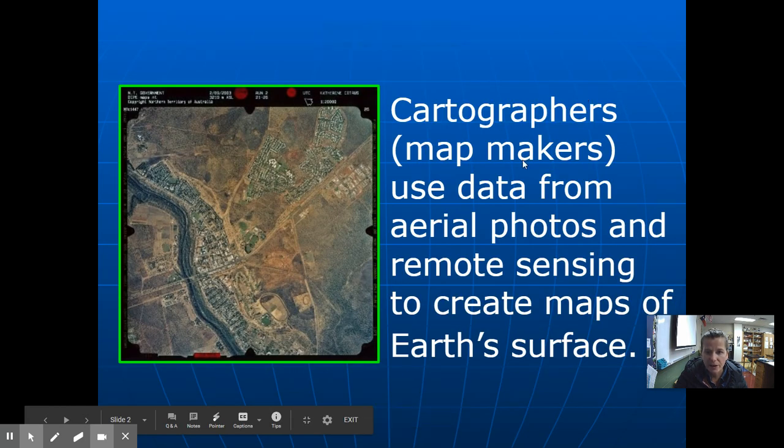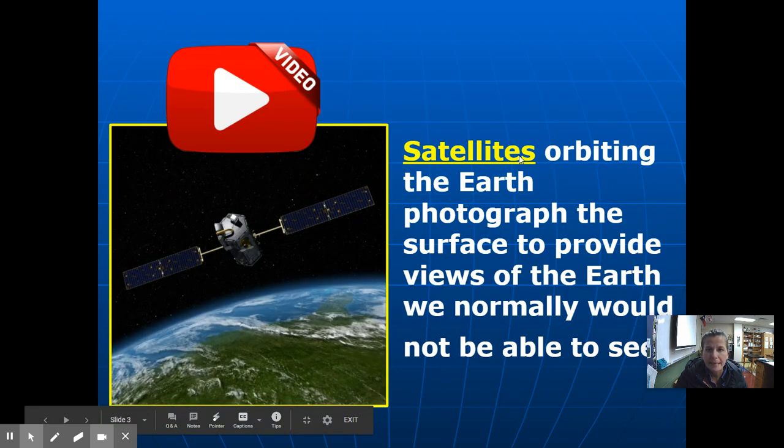So, cartographers are map makers. They use data from aerial photos and remote sensing to create maps of Earth's surface. Satellites orbiting the Earth photograph the surface to provide views of the Earth we normally would not be able to see.